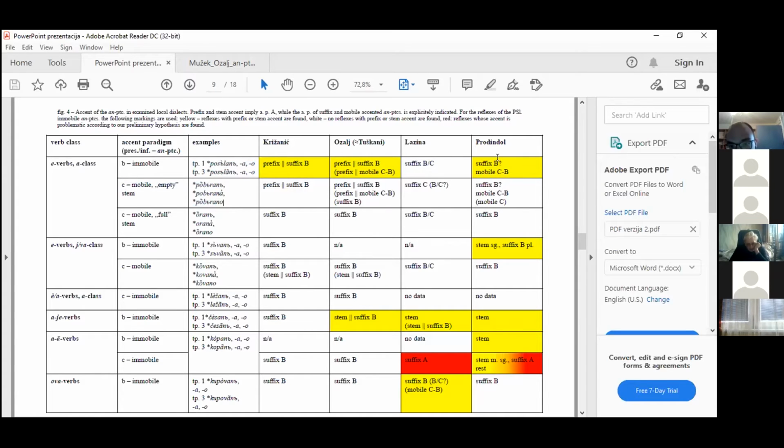And on the other side of the continuum in Prodindol, we find accent on the stem in quite a number of verb categories. And we agree with Professor Dybo's conclusion that this should probably derive originally from accent on the stem in all cases. And the dialects of Ozalj, to which the dialect of Tuscany is nearly identical, they are essentially the same, and the dialect of Lazina are ambiguous. They are in between. They show more cases of possible original accent on the stem than Križanić, but not as much as Prodindol, and could in theory be derived both from type 1 and type 3.